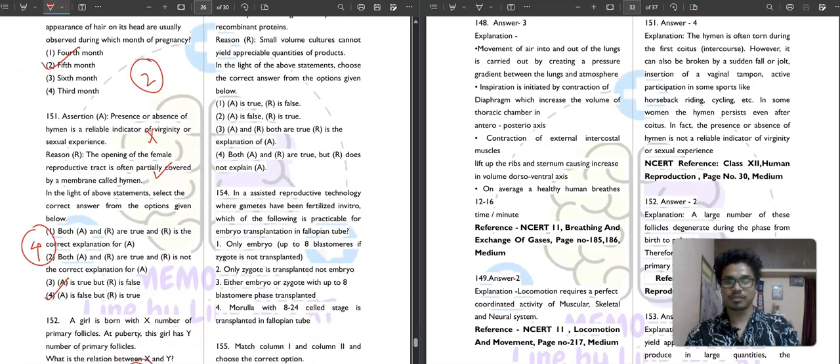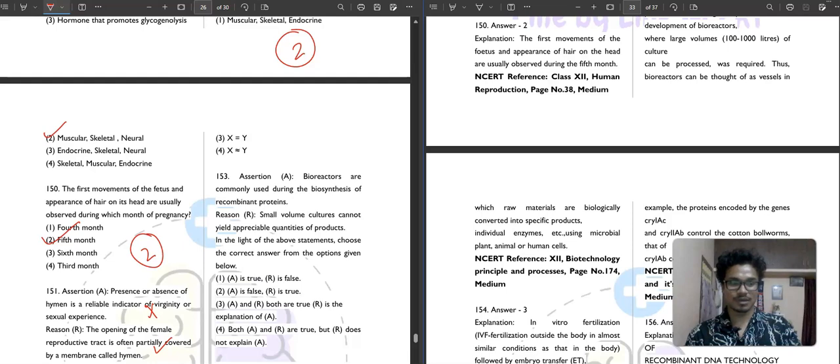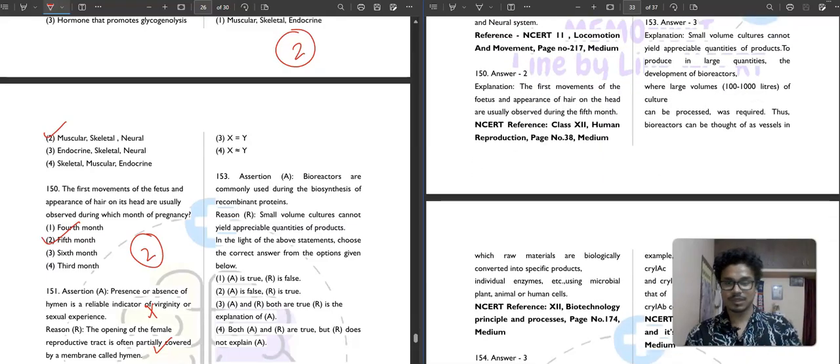Again assertion is a type of question. It is saying that bioreactors, assertion, bioreactors are commonly used during the biosynthesis of recombinant protein. Okay. So it is correct. The reason is saying that small volume culture cannot yield appreciable quantities of product, because if we put, it is also right. So assertion and reason both are true, and reason is the correct expression of the assertion. Third option is your correct answer.